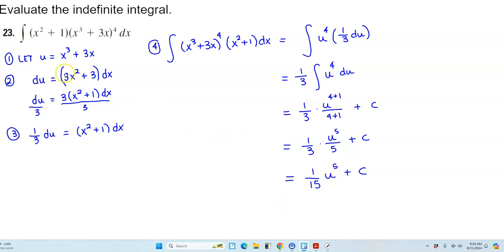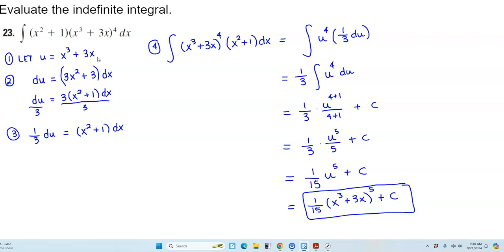And then again, what did we determine u was for the substitution? It was x cubed plus 3x. So therefore, we're going to get the following result: 1 over 15 times (x cubed plus 3x) to the fifth power plus c. And there is our result.